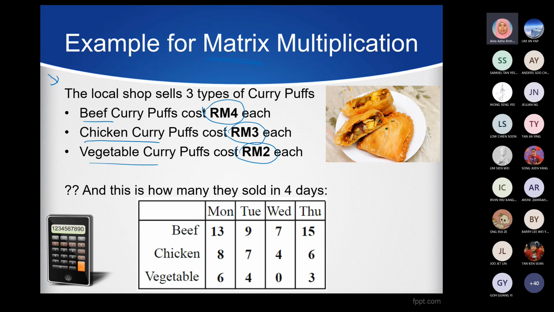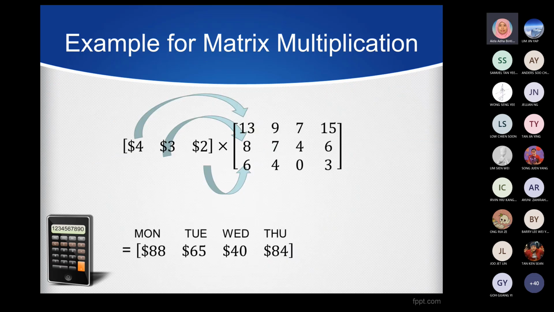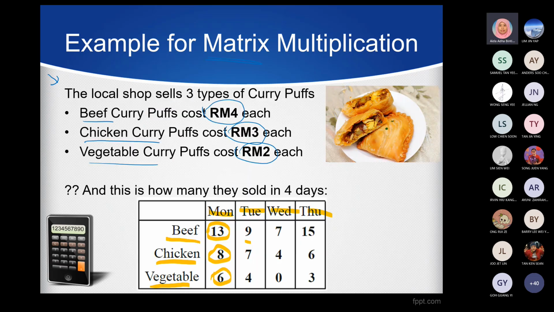This is the table for Monday, Tuesday, Wednesday, Thursday. For the beef, how many pieces; chicken, how many pieces; for the Monday, vegetable, how many pieces of curry puff that this local shop sold. So this is for the Tuesday, Wednesday, and Thursday. So how do we want to put it in a matrix? Okay, so you can see here.